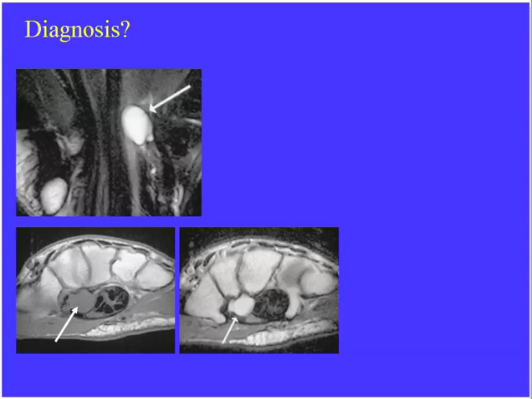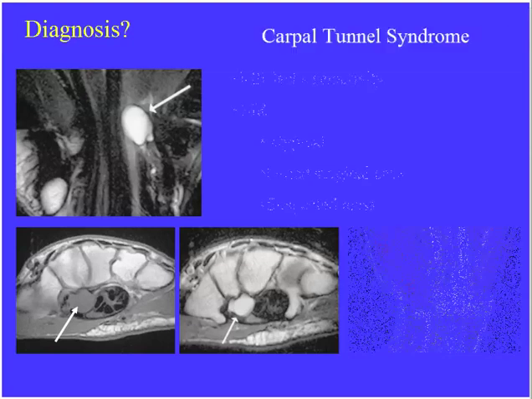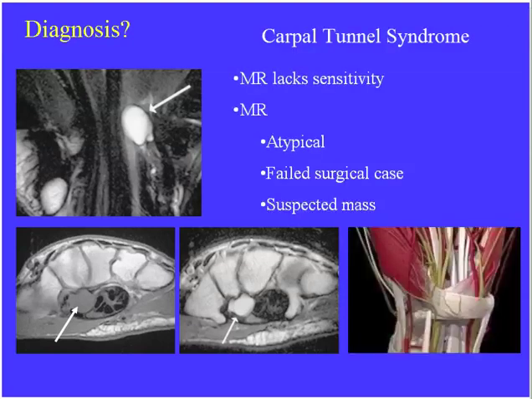Okay, what about this diagnosis? Here we see an axial view through the wrist. This is the carpal tunnel. We see this focal mass within the carpal tunnel. Here's a T2 weighted image. This is bright on T2, low signal intensity on T1. So this follows water signal, and this represents a ganglion within the carpal tunnel.